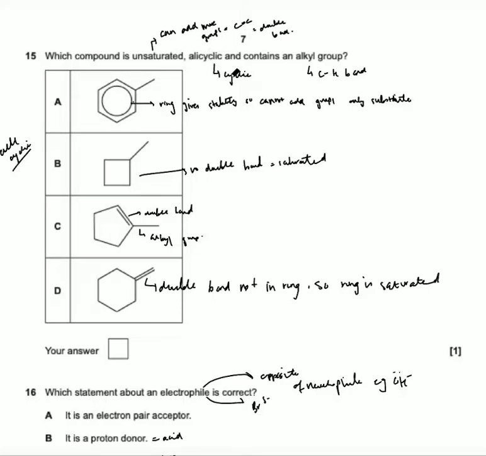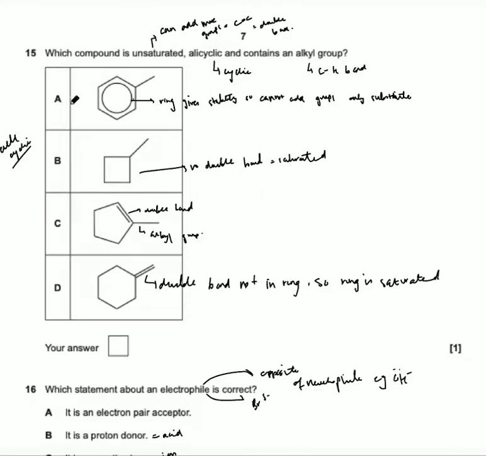Alicyclic just means it's a cycle. It's a circle. And contains an alkyl group. Alkyl group just means carbon and hydrogen groups bonded. So carbon hydrogen bonds, those are alkyl groups. So let's go for A. So yes, we have the alicyclic, and we have the alkyl group.